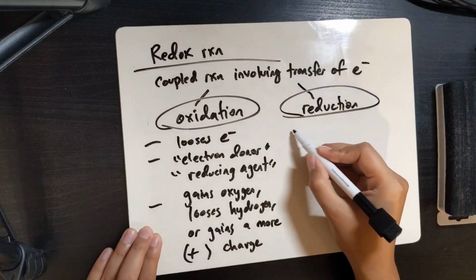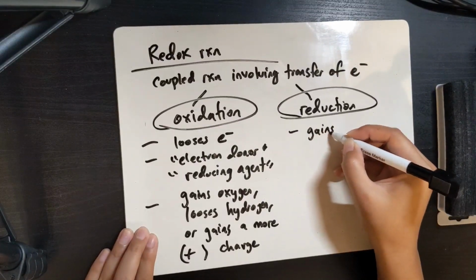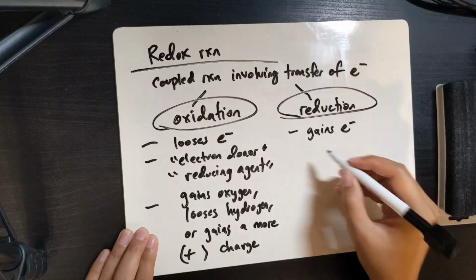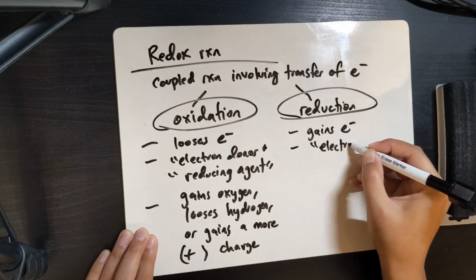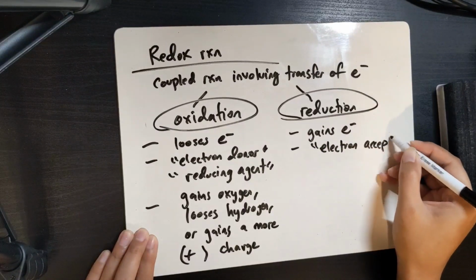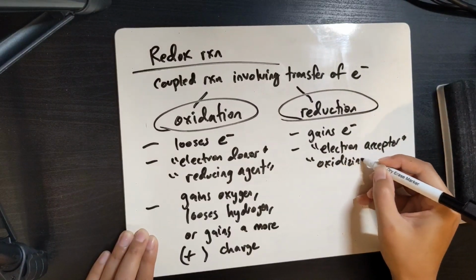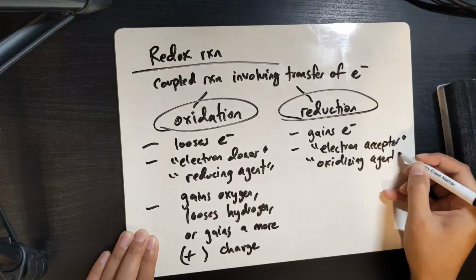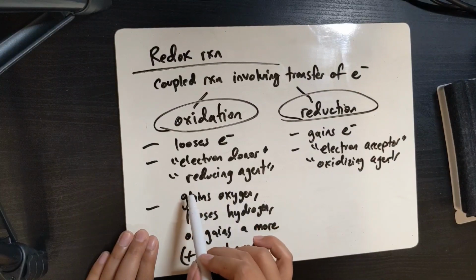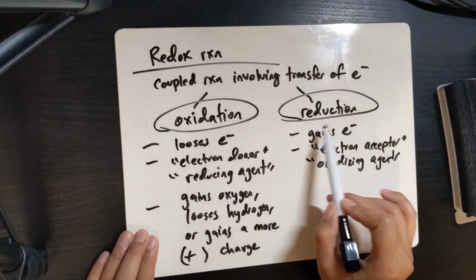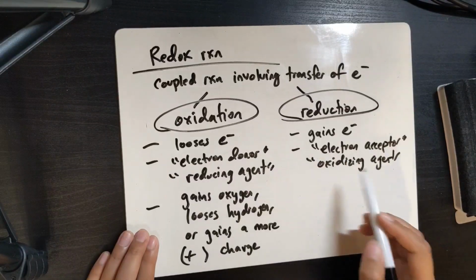Whereas in a reduction reaction, the molecule or atom gains electrons. The compound that is reduced is called an electron acceptor, also known as an oxidizing agent. Now don't get confused, because in an oxidation reaction, the compound that gets oxidized becomes a reducing agent, whereas in a reduction reaction, the compound that gets reduced is called an oxidizing agent.